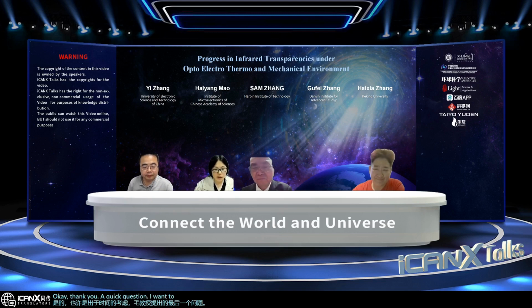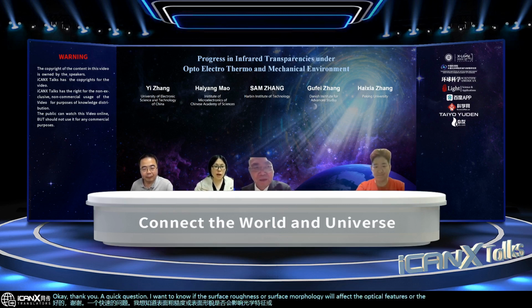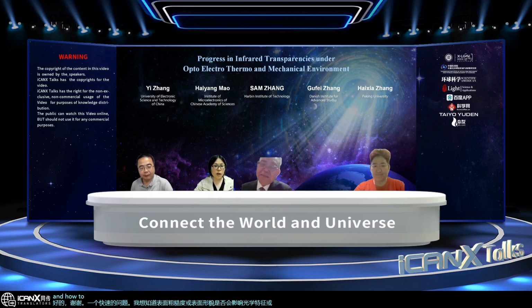A quick question. I want to know if the surface roughness or surface morphologies will affect the optical features of your multi-layers, and if so, how to control the surface roughness, especially for near infrared light. Yeah, this is a very good question.